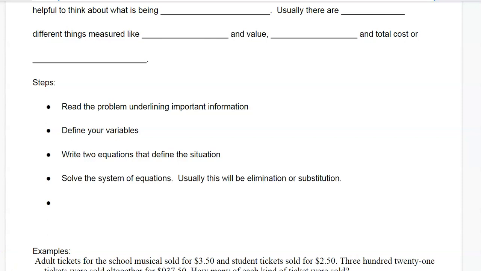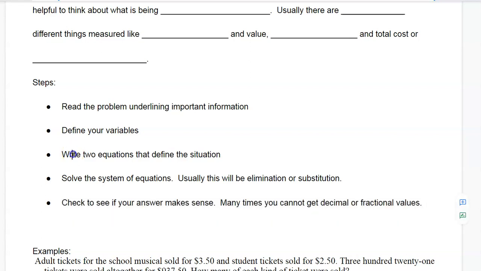Then we're going to solve the system of equations. This is usually going to be elimination or substitution. Okay? The way these problems set up, elimination or substitution are probably going to be your best bets for solving these. Okay, graphing, I suppose you could, but the problems usually don't lend themselves to graphing. And then finally, we're going to check to see if your answer makes sense.